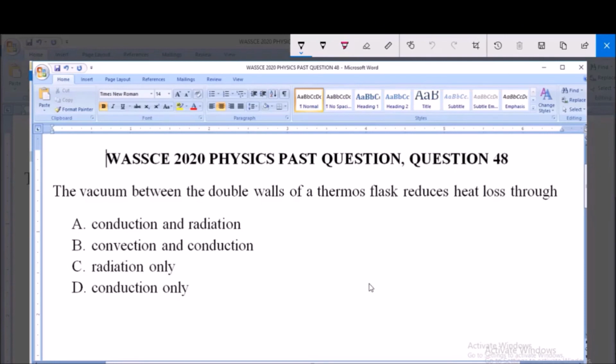I will be answering WAEC 2020 physics past question, question 48. The vacuum between the double walls of a thermoflask reduces the heat loss through A. conduction and radiation, B. convection and conduction, C. radiation only, and D. conduction only.